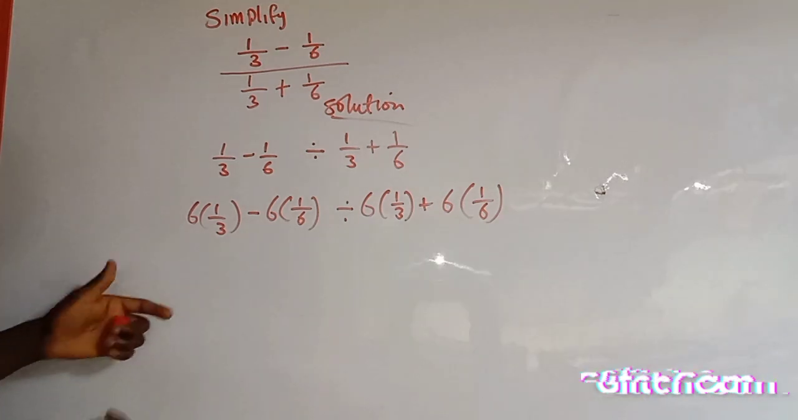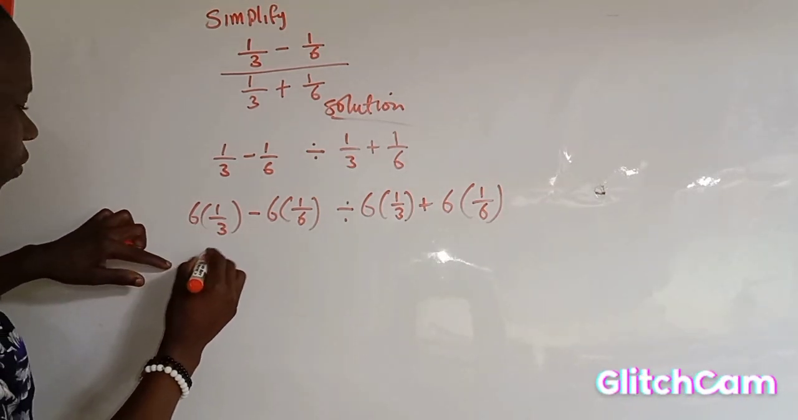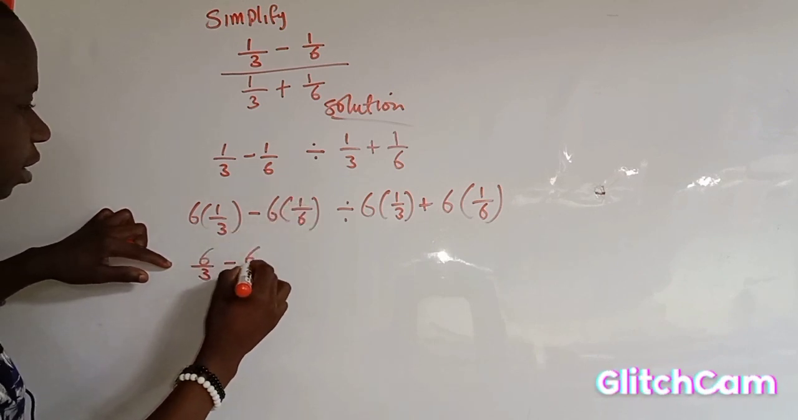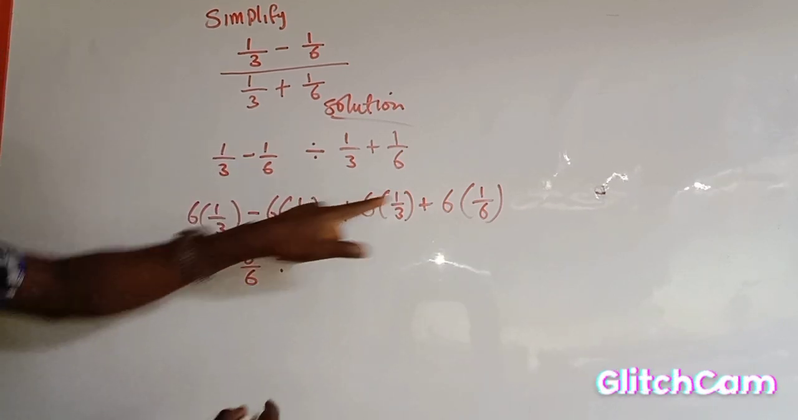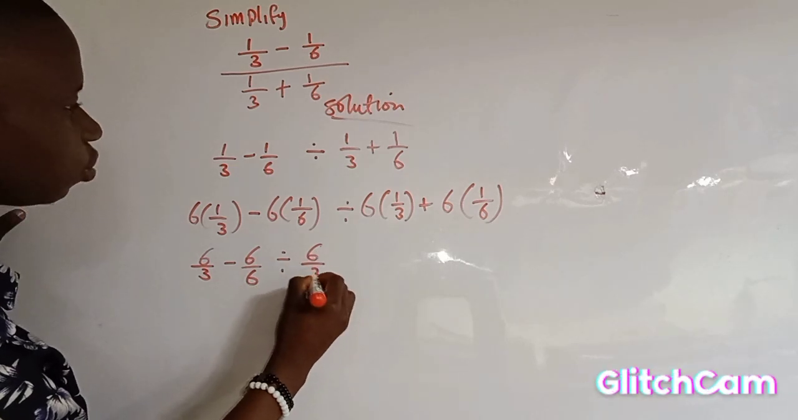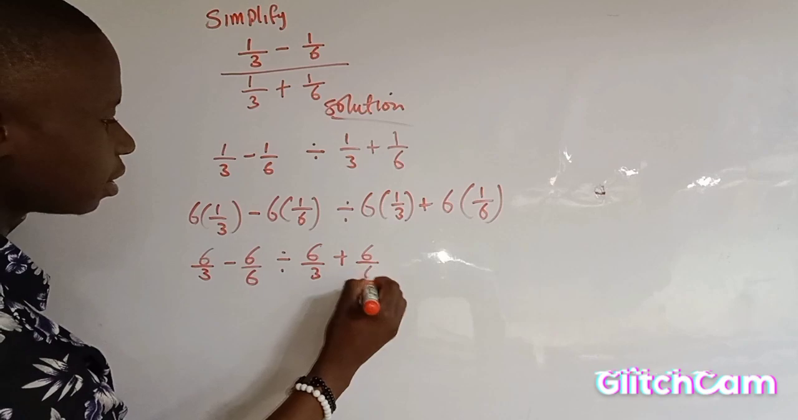So from here, I can go further to simplify this. 6 multiplied by 1 over 3, I have 6 over 3 here. Then minus 6 multiplied by 1 over 6 is 6 over 6, which is divided by 6 multiplied by 1 over 3 is 6 over 3, plus 6 multiplied by 1 over 6 is still 6 over 6.